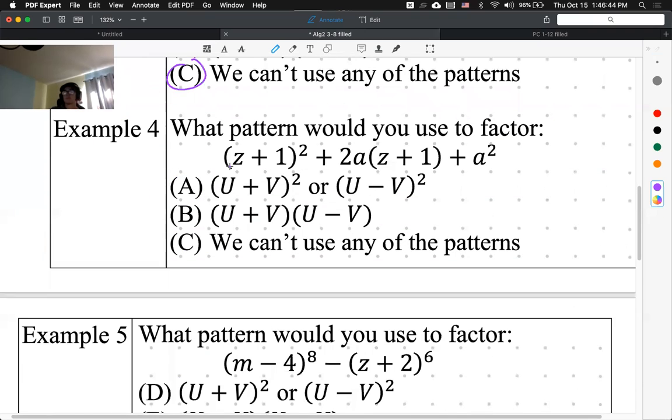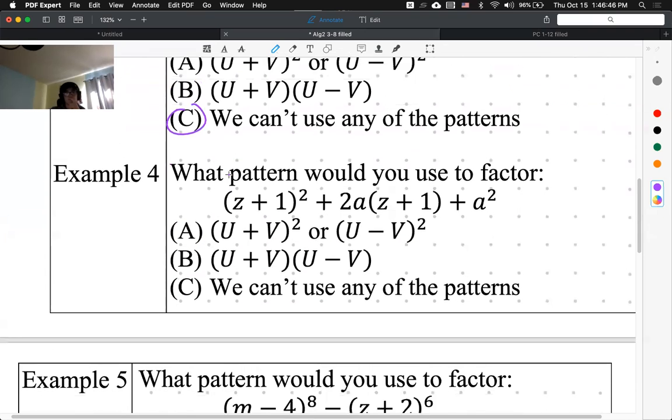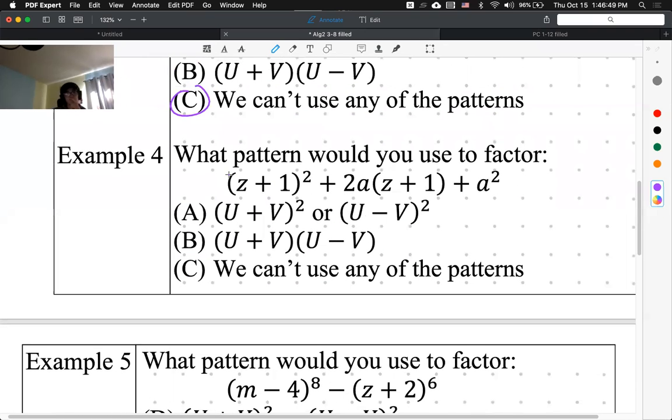Did I circle the last one? I did, okay. And then example 4. What pattern can we use to factor this one? What do we do? It might be a perfect square because I see a 2a. It could be, but I have to verify it.